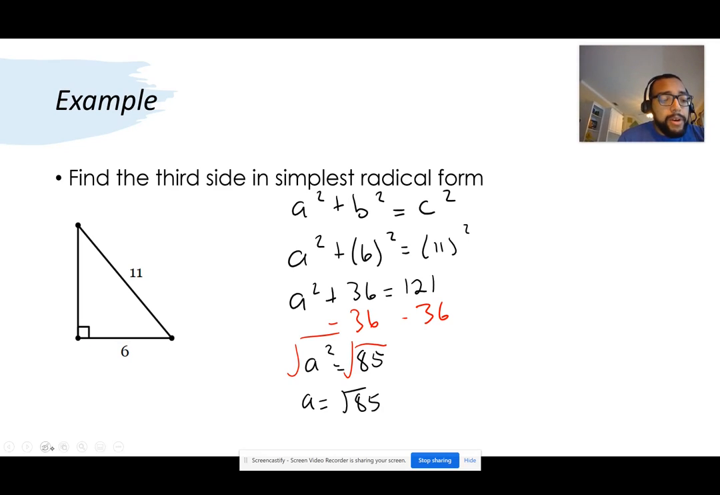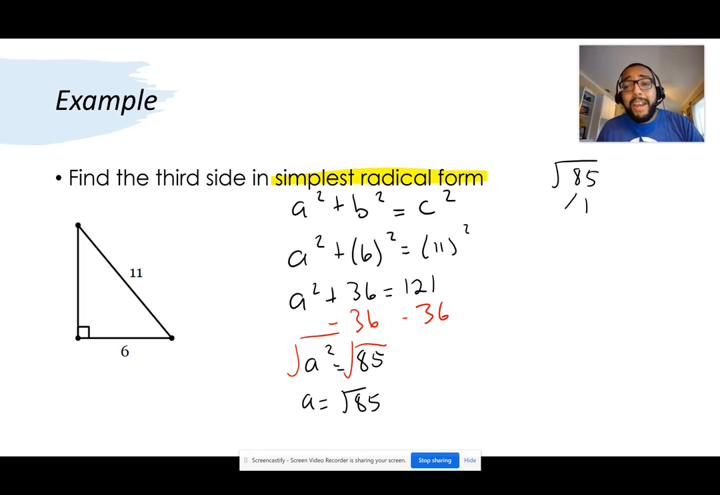Now, notice what the question is saying as well. Let me highlight it in yellow. Simplest radical form. That means we do need to reduce it using our prime factorization. Let me go back to my pen. So here, reducing the square root of 85, again, just pick 2 numbers that multiply to be 85.